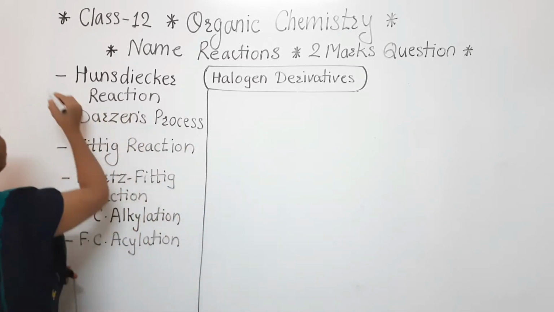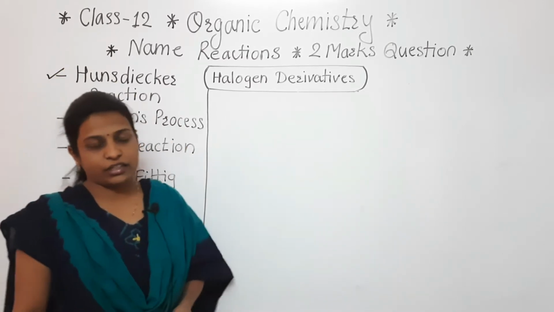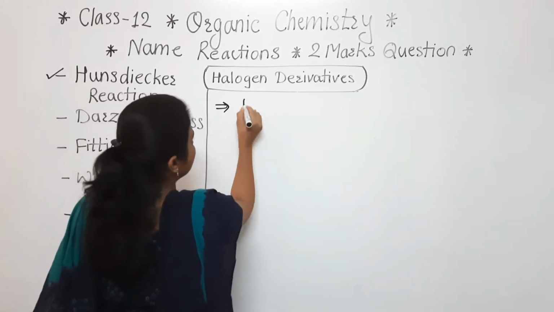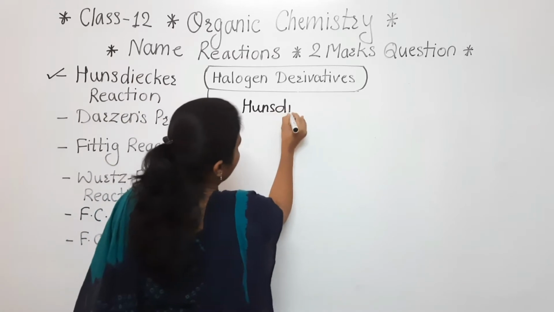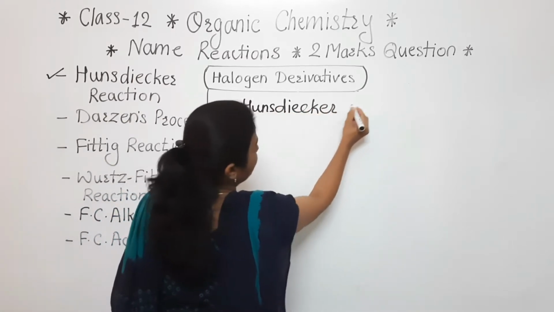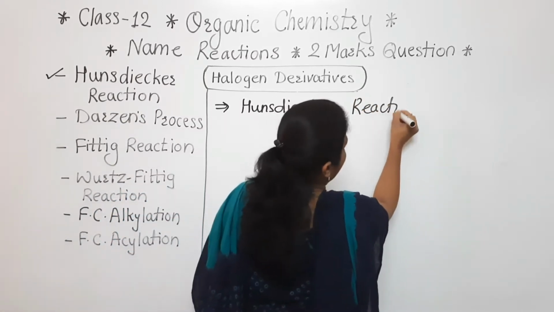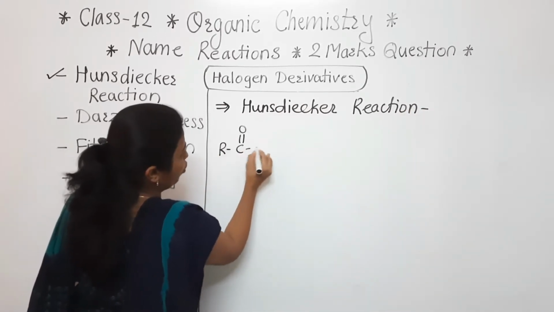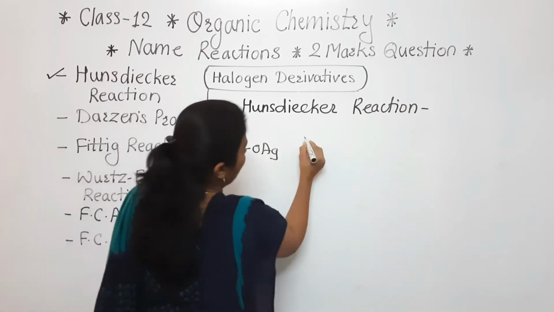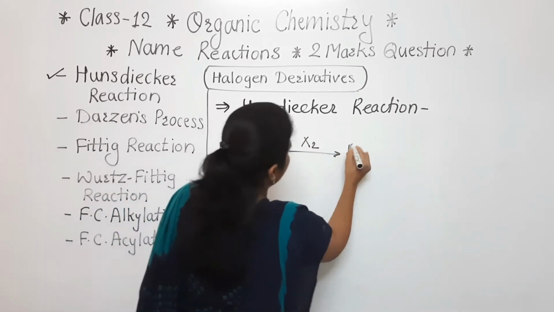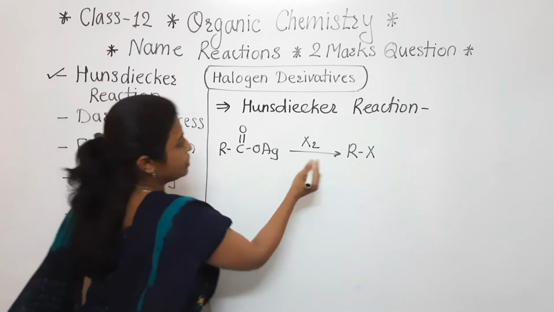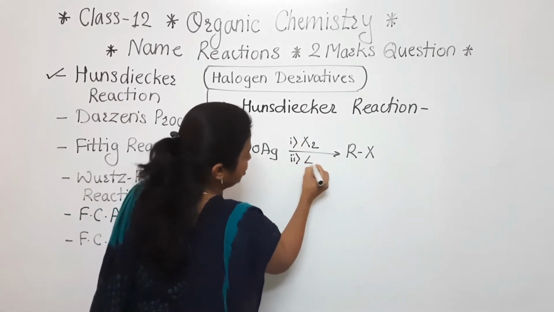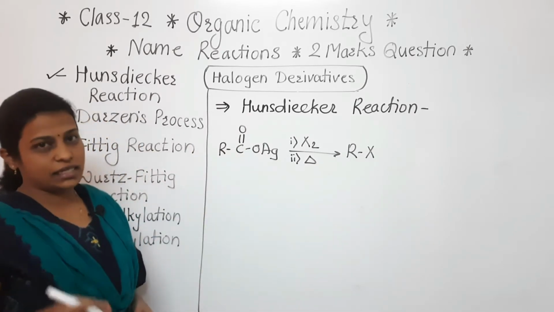In that first one, that is the Hunsdiecker reaction. Now what is that Hunsdiecker reaction? So first we will discuss what is meant by that Hunsdiecker reaction. I think everyone has studied that RC double bond O OAg with X2 gives RX. This reaction we have already discussed, and this reaction is nothing but the Hunsdiecker reaction.